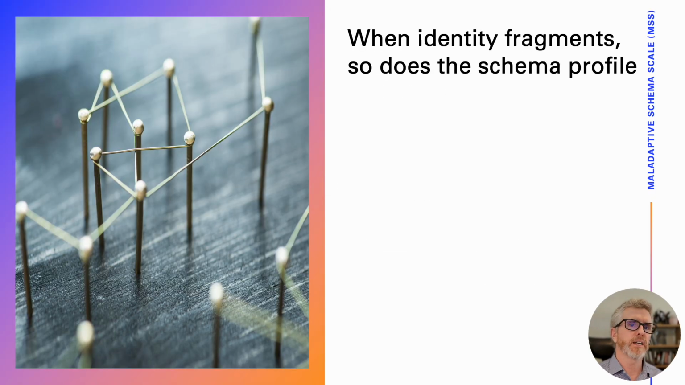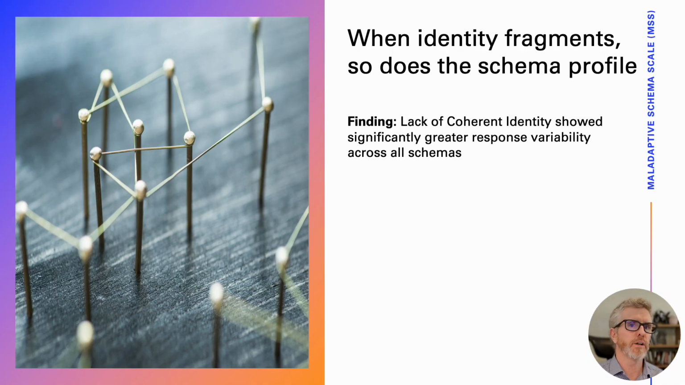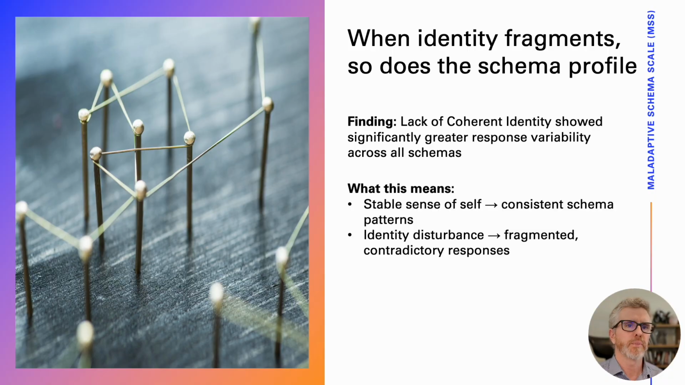Here's one of the more fascinating findings from our validation study of the MSS. The lack of coherent identity schema showed greater response variability across all other schemas. What do I mean by that? Well, people who scored low on lack of coherent identity, so people who have a stable sense of self, were consistent in how they endorsed other schemas. But people who scored high on lack of coherent identity, people who struggle with identity, had much more variation. Their responses were all over the place, and this was statistically significant.